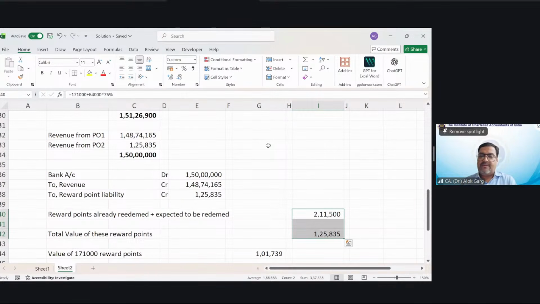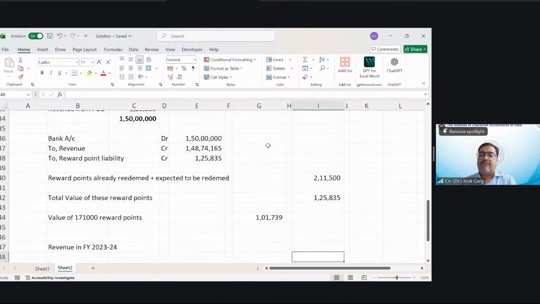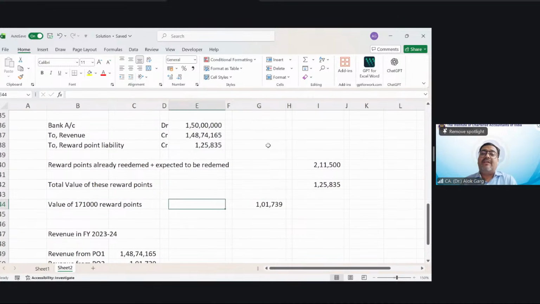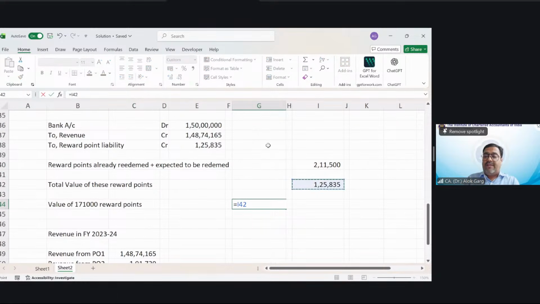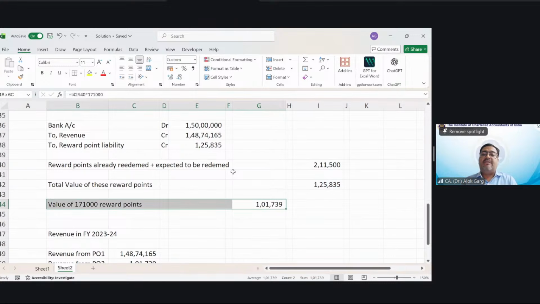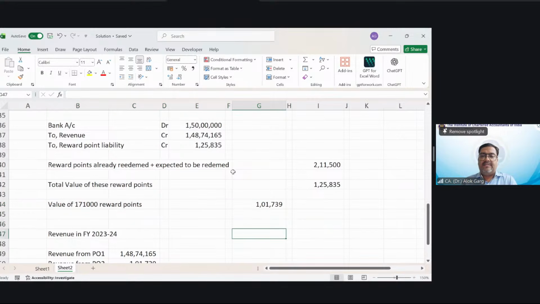125,835. Okay. Total value. So what is the value of 1,71,000 reward points? How much value will 1,71,000 reward points have? So 125,835 is the value of 211,500 reward points, multiplied by 1,71,000 reward points. So 101,739 is the value of the 1,71,000 reward points.